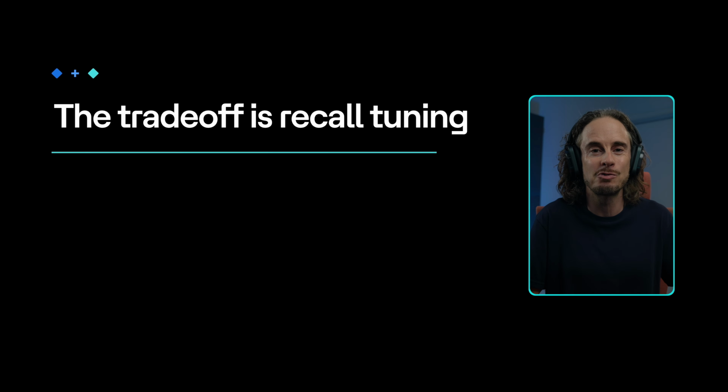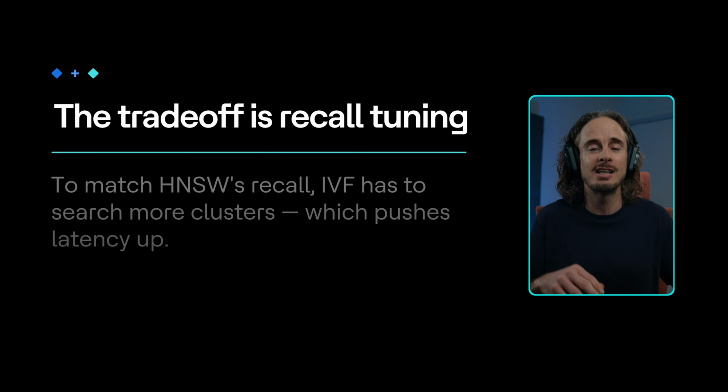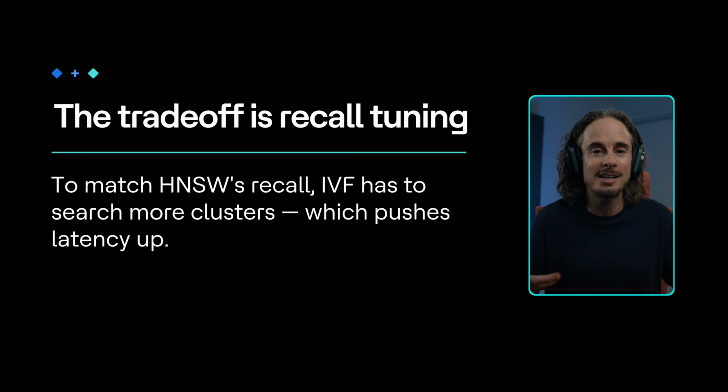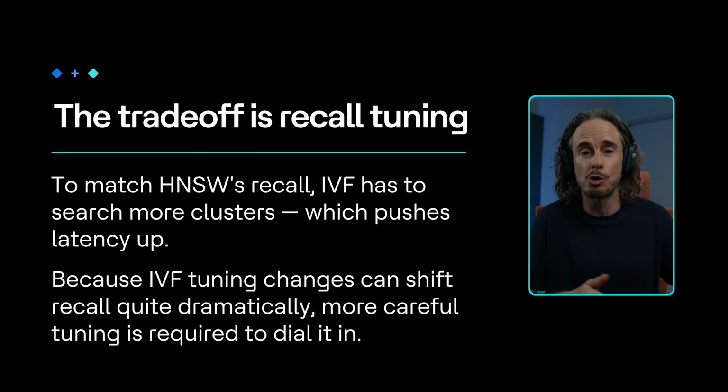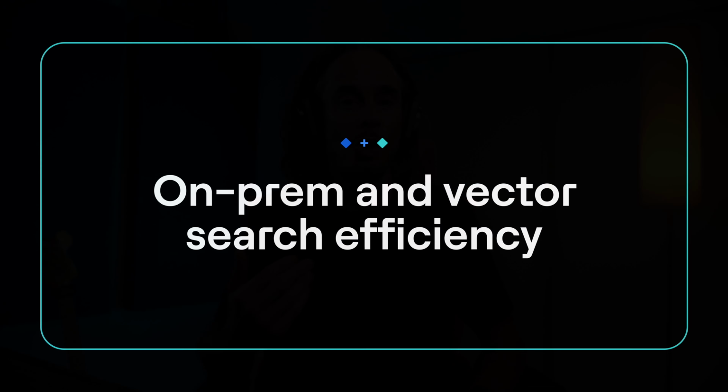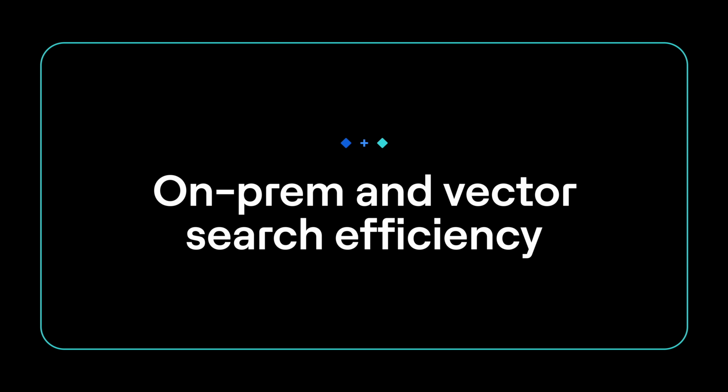The trade-off is recall tuning. To match HNSW's recall, IVF has to search more clusters, which pushes latency up. And because IVF tuning changes can shift recall quite dramatically, more careful tuning is required to dial it in. IVF isn't usually the default choice. It's the index you reach for when memory or scale become limiting factors. And that's especially true when it comes to on-prem and vector search efficiency.